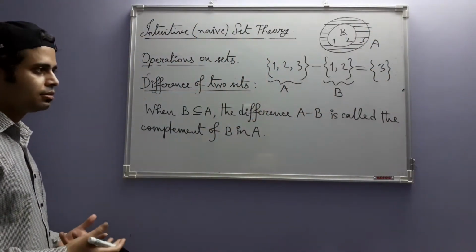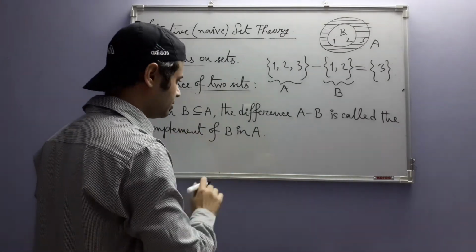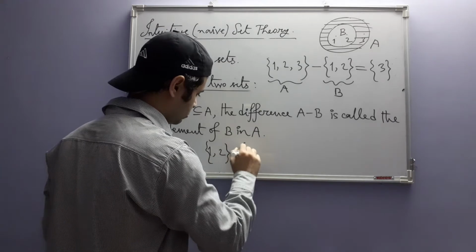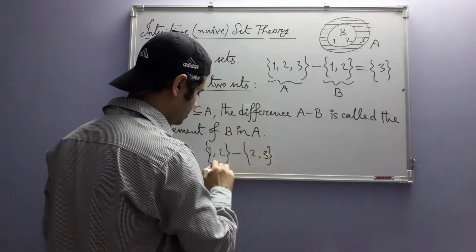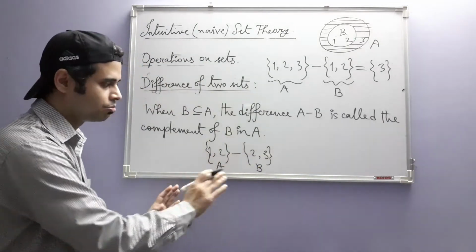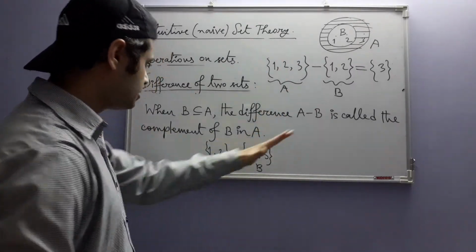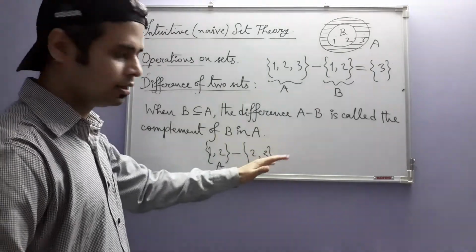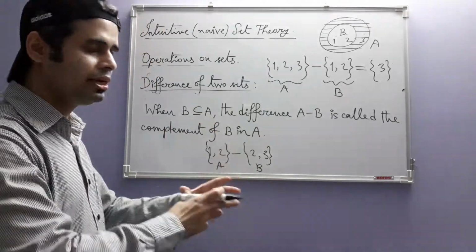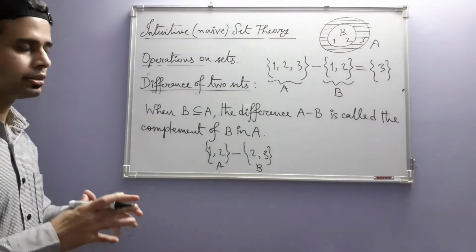Okay, so this is just a terminology that is used. You cannot use the word complement in a situation like this. If this is A, this is B, you cannot say that this is the complement of B in A. No, because here B is not a subset of A. Only when B is a subset of A, we can use this phrase, complement of B in A. That means whatever A has that is not in B. B and its complement make up A. Together taken, they make up A.